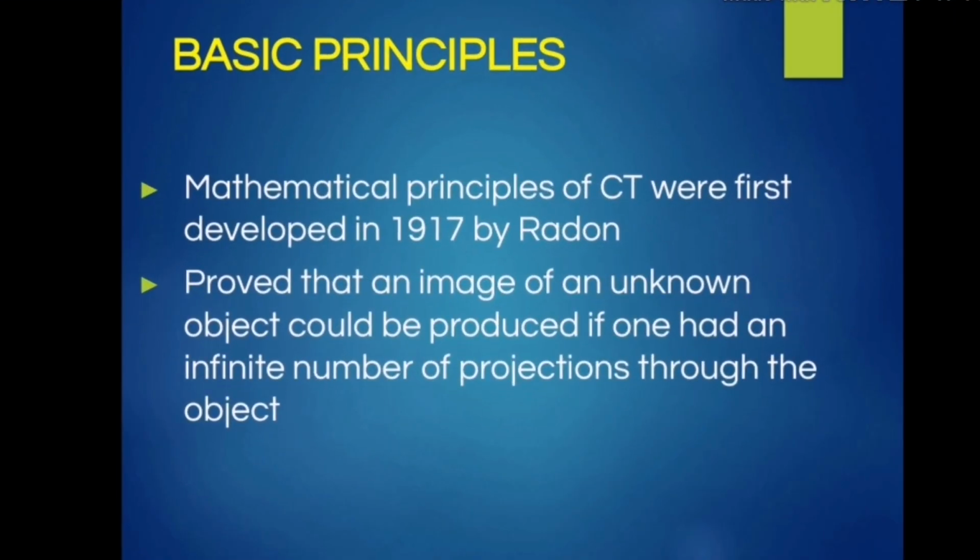Mathematical principles of CT were first developed in 1917 by Radon, who proved that an image of an unknown object could be produced if one had an infinite number of projections through the object.